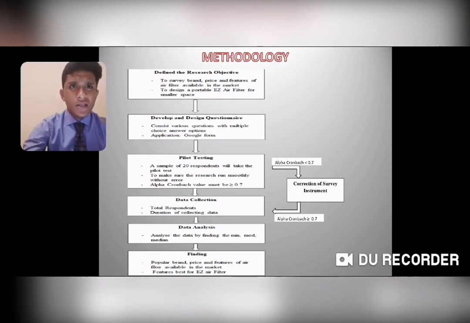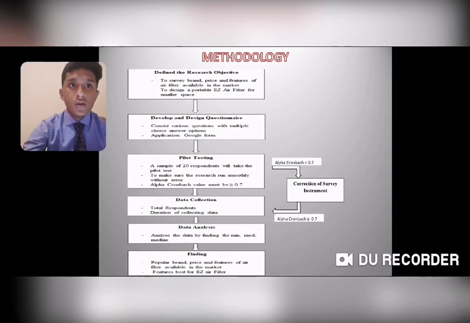Next is develop and design the questionnaire. The questionnaire was created using Google Form and consists of various questions, like the respondent's background and their opinion about the Easy Air Filter. The next one is pilot testing. The objective of the pilot testing is to make sure the research runs smoothly without error. A sample of 20 respondents will take the pilot test, and the Cronbach's alpha value must be above 0.7.